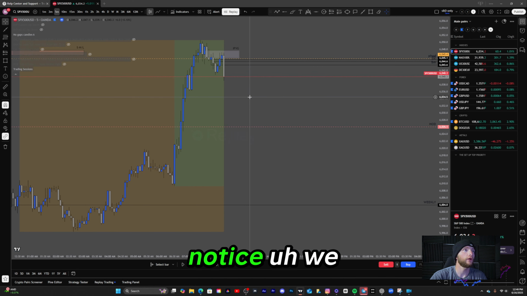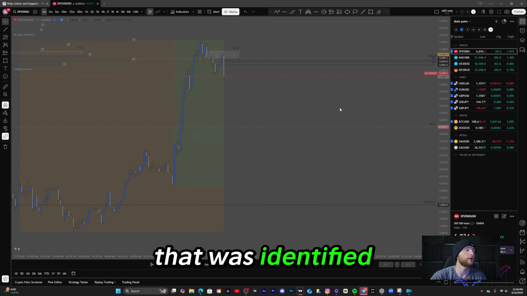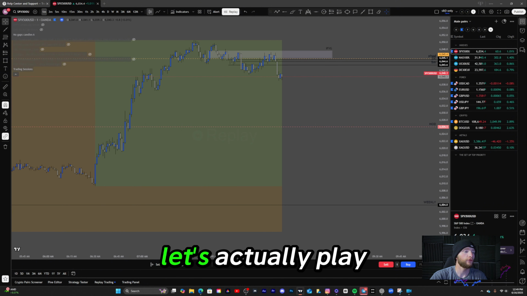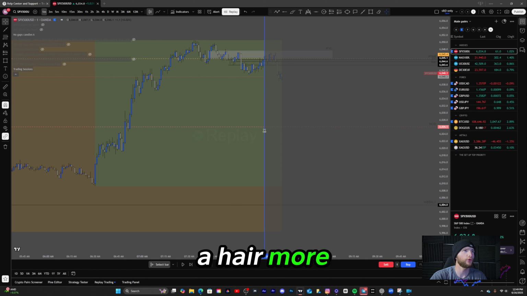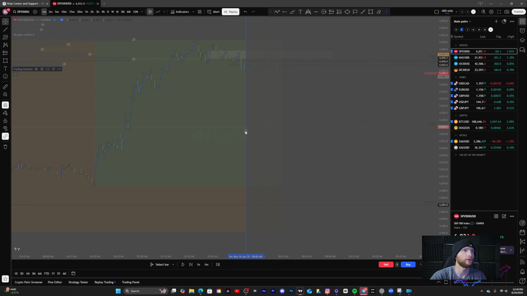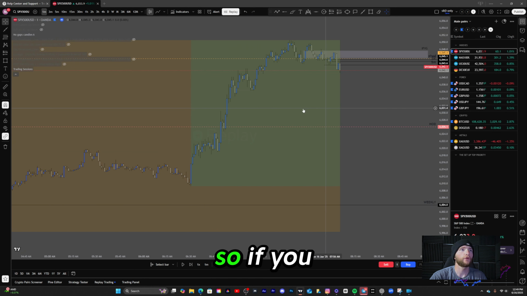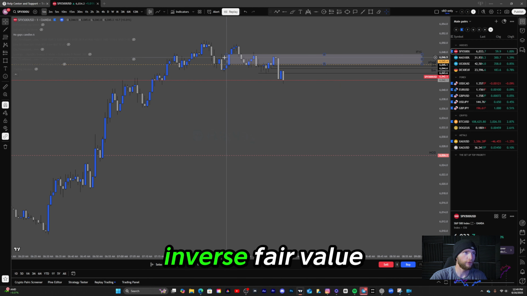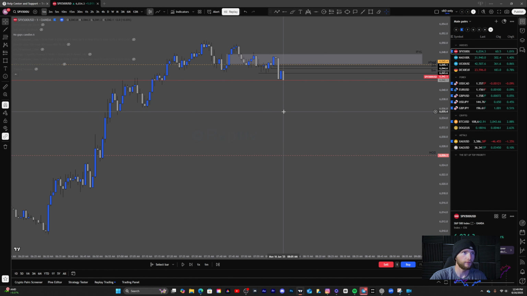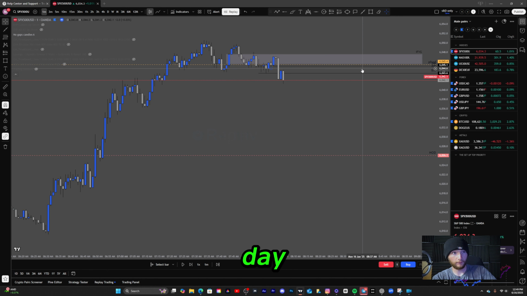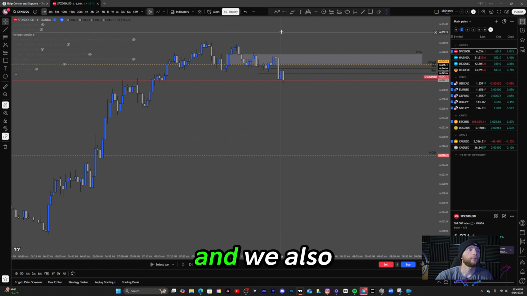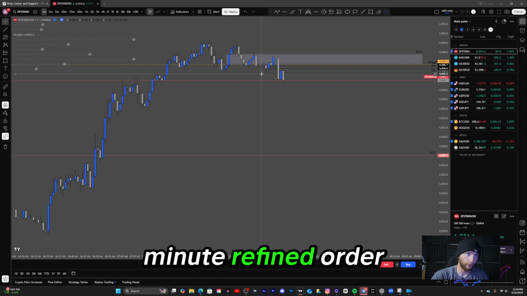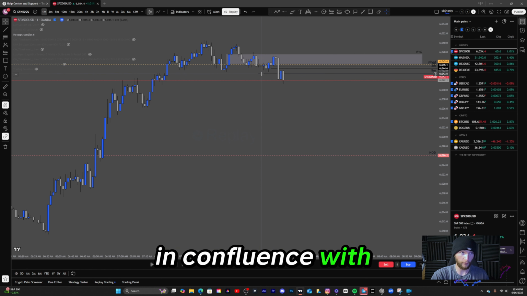If you notice, we also had a fair value gap that was identified on the 1 minute and it got respected. Let's actually play it back just a hair more because this is where I actually entered. There we go. So if you notice here, we had an inverse fair value gap that got respected. We had a previous high day, and we also had a 1 minute, a 3 minute, and a 5 minute refined order block in confluence with this area of interest.